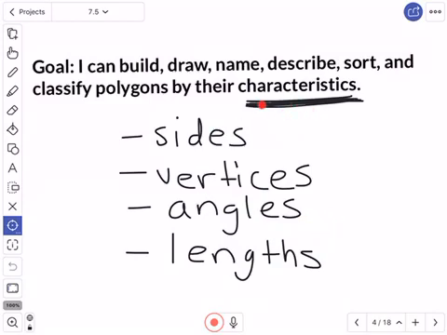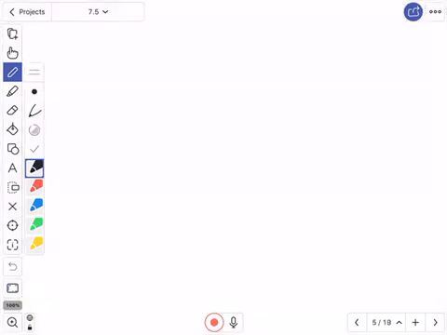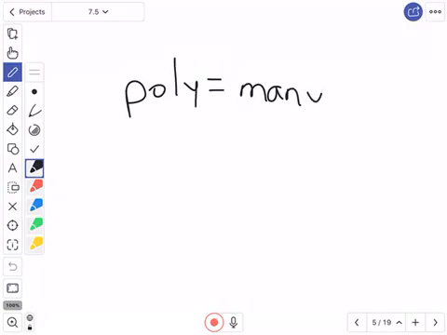If you remember, one of the things we talked about with characteristics is that characteristics are like the sides of a shape, vertices, the angles, and the lengths. And remember, a polygon is a shape, and poly really just means many. So it's just a many-sided shape.